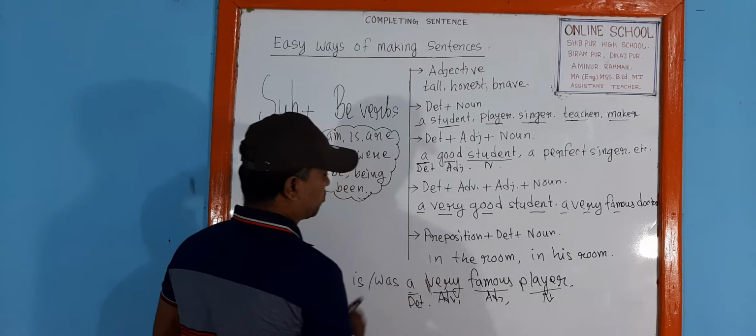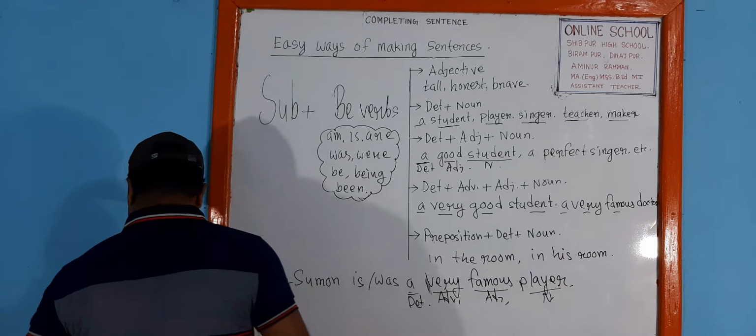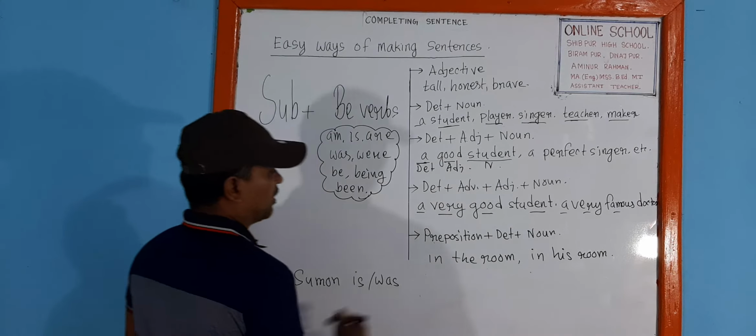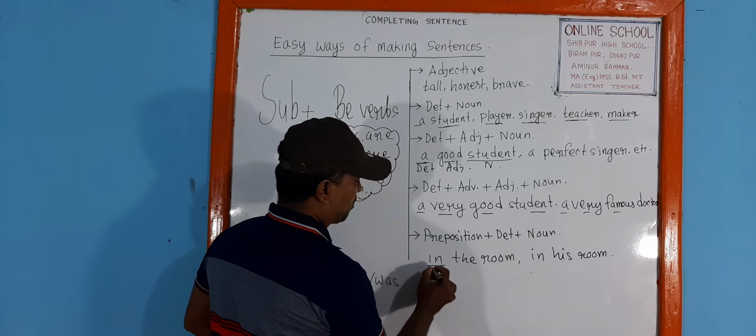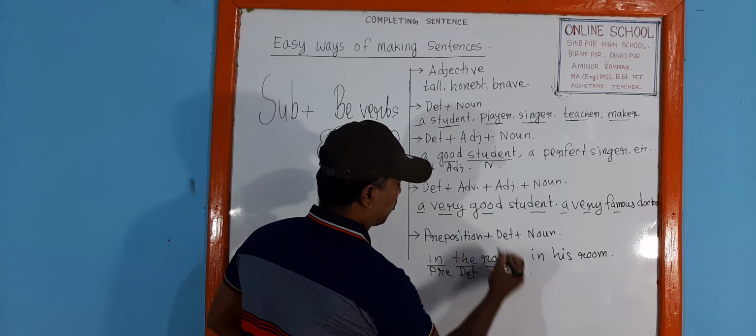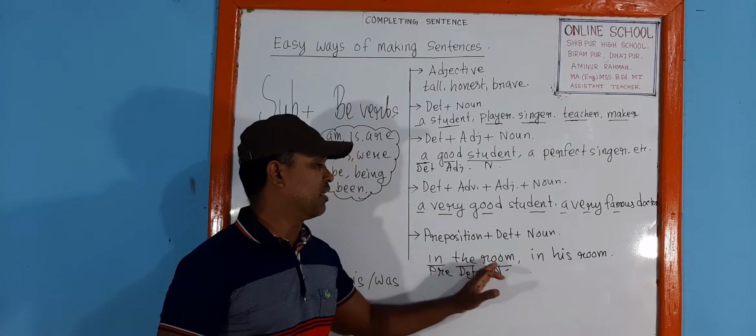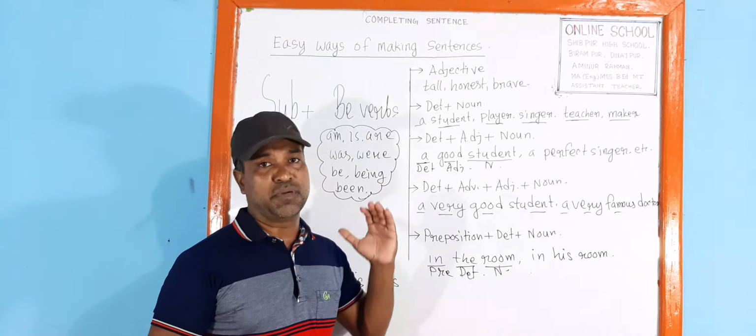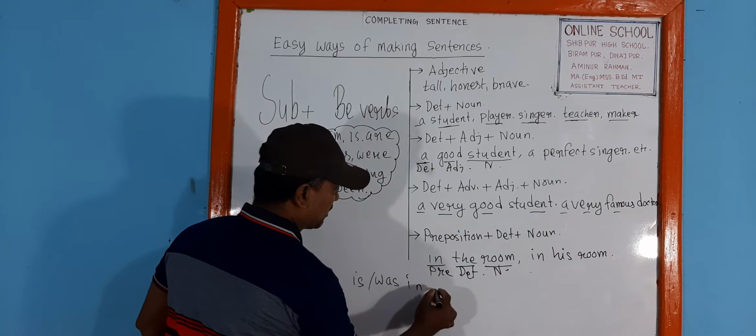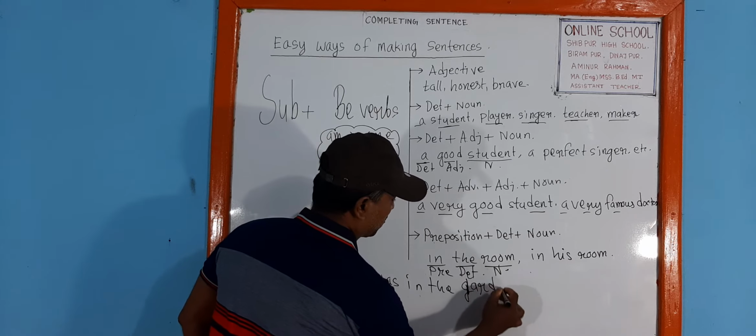Please look at another structure: preposition plus determiner plus noun. Please look at this: in the room. In is the preposition, the is the determiner, room is the noun. So using this structure, preposition plus determiner plus noun, we can also make some sentences after be verb. So look at this: Shuman is or was in the garden.